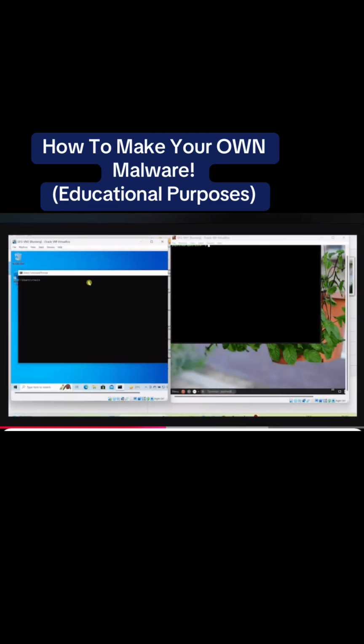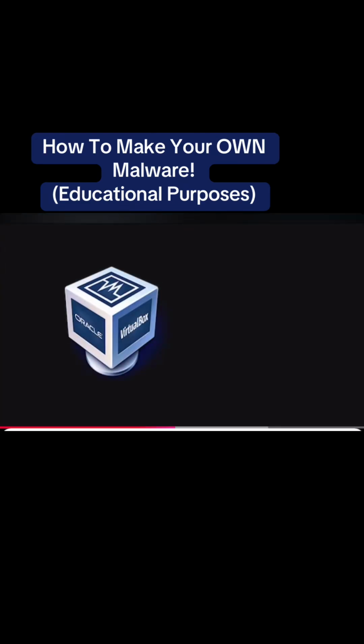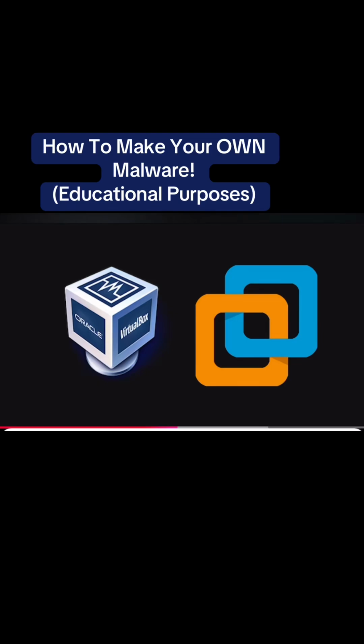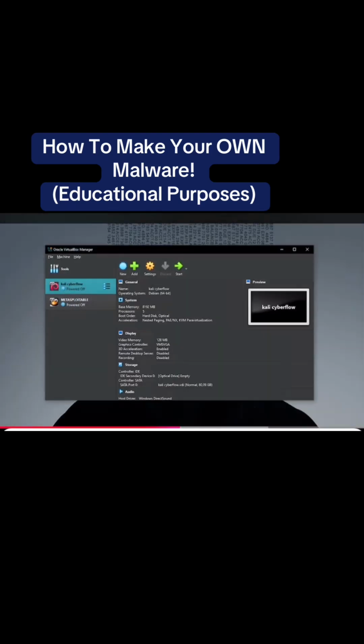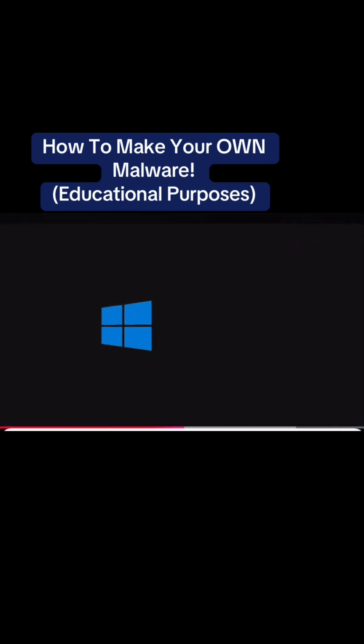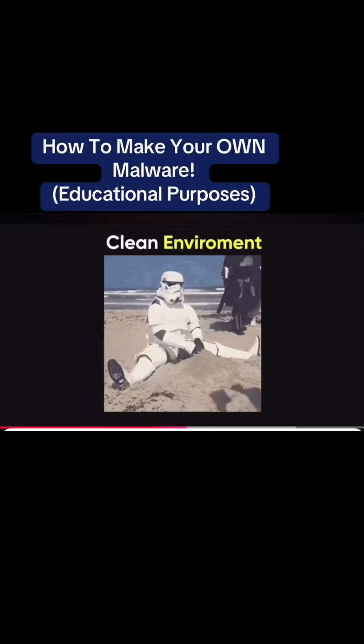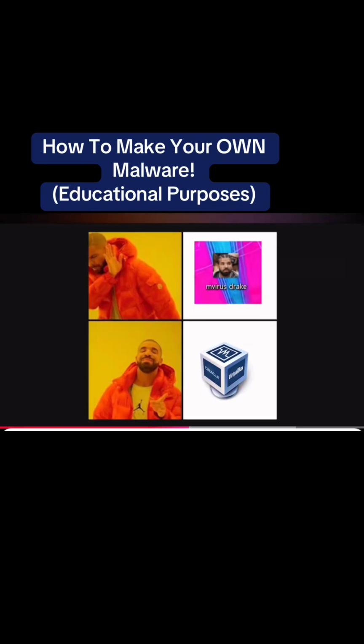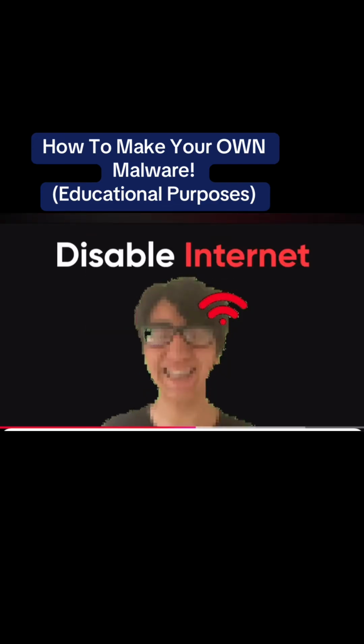A VM is like a sandbox. It's a self-contained environment where you can run potentially dangerous software without the risk of infecting your real system. You can use programs like VirtualBox or VMware Player to set this up. These are free and they're pretty simple to use. Once your VM is set up, you can install a fresh operating system like Windows 10 or Linux on it. This gives you a clean environment to work with. The goal here is to make sure any malware you test stays within that VM and doesn't escape into your main system. Once you've got your VM set up, don't forget to disable your internet connection inside the VM.